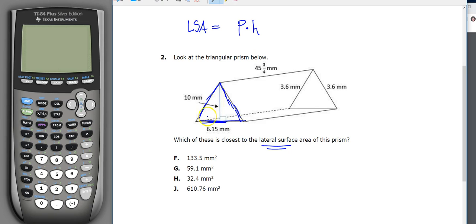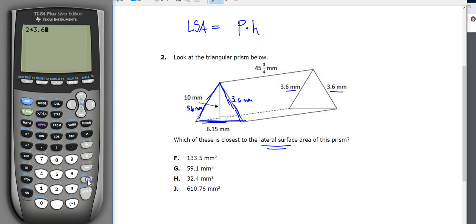Perimeter means I want the distance around the triangle itself. And so I know from this other side here that each of these sides are 3.6 millimeters. So I'm going to write that for myself, 3.6 millimeters. Now if I want the perimeter of that triangular base, I would add 3.6 and 3.6. So I'm going to multiply it actually by 2. I'm going to say 2 times 3.6, since there's 2 of them.